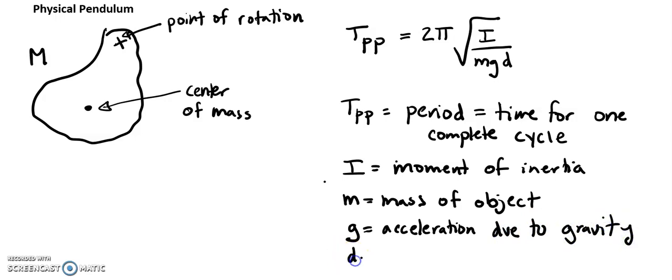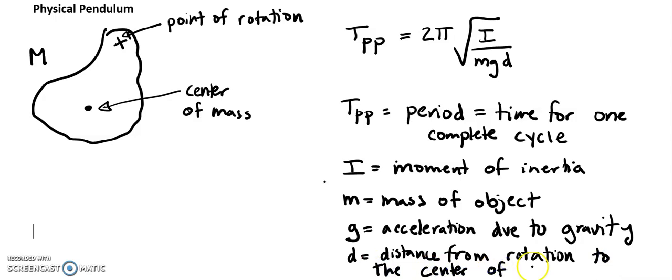D, and I will go ahead and draw that on my picture as well. D is the distance from the rotation point to the center of mass. Let's draw that on the picture too. So this is D. It's very easy to make a silly mistake and not use the correct D, but it is always the distance from the center of mass to the point of rotation. So when you have a problem involving a physical pendulum, I would always label the center of mass, label the point of rotation, and then you can label D after that.